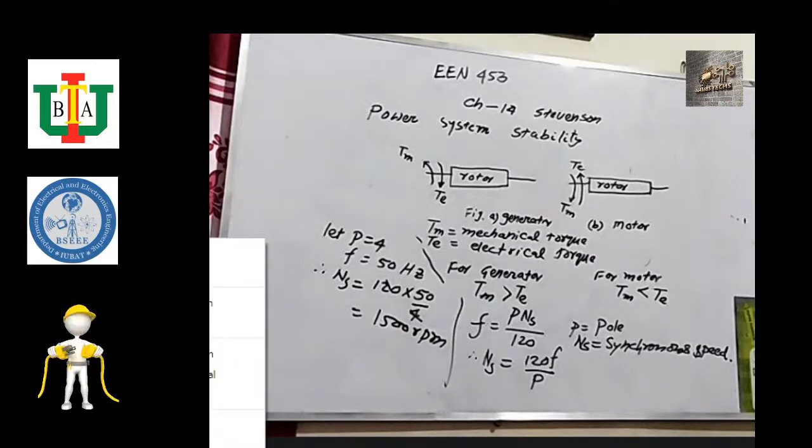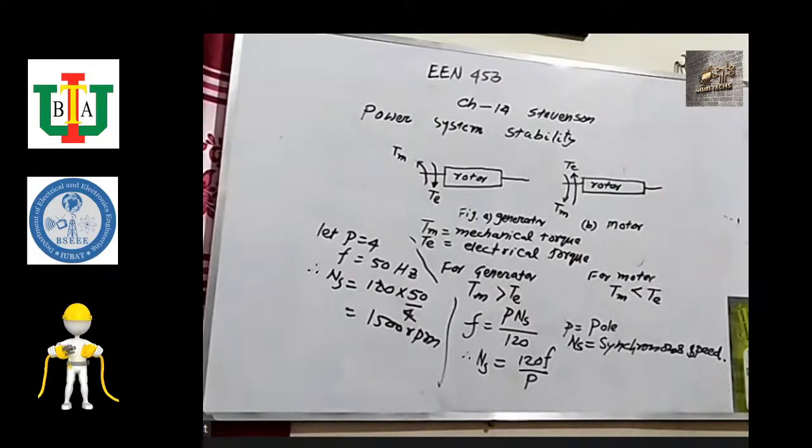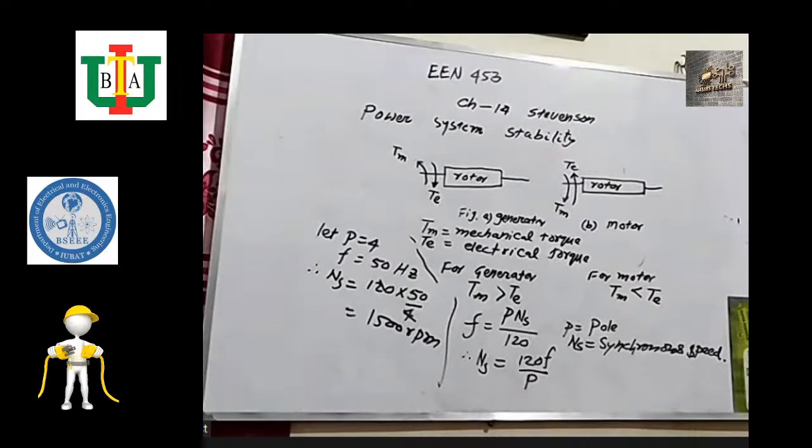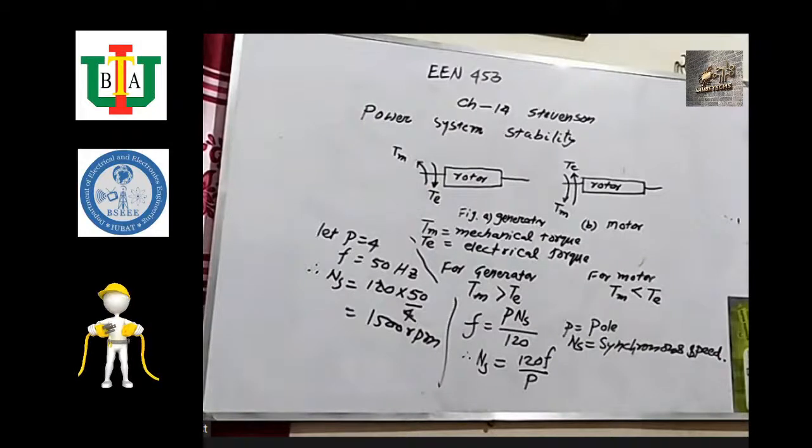F equal to, what do you know from the basic course? F is equal to Pn by 120. Ns is the synchronous speed. So synchronous speed Ns equals 120 F divided by P. Now let us say P equal to 4 and F equal to 50 hertz. Then what will be the synchronous speed? Sir, 1500 RPM. RPM means? Revolution per minute. So that is the synchronous speed.